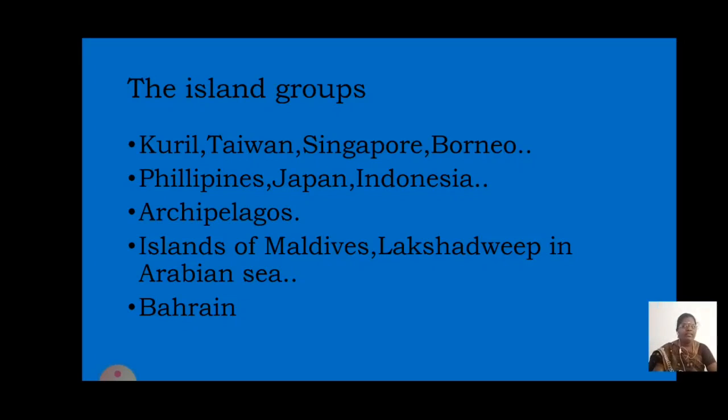The Philippines, Japan Islands and Indonesia are the major archipelagos in Asia. What does archipelago mean, children? Archipelagos are nothing but a group of islands. Island is singular, islands is plural. A group of islands is named an archipelago. In that, the Philippines, Japan and Indonesian islands are major archipelagos in Asia.